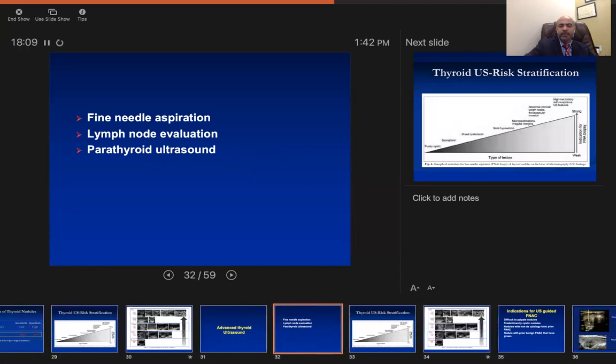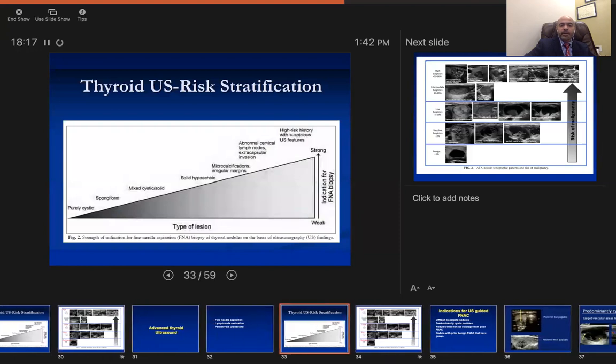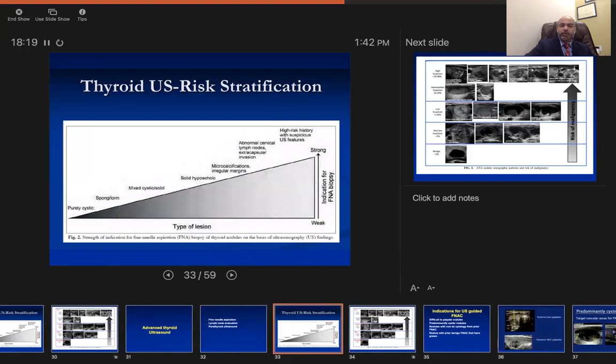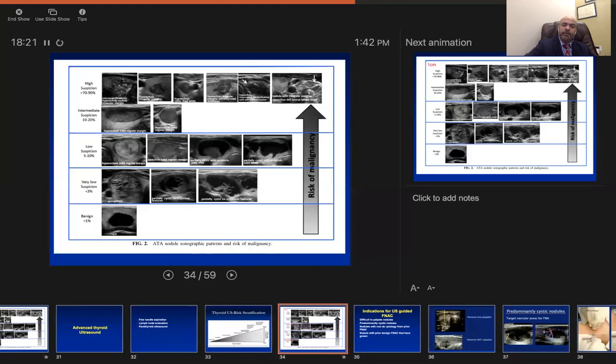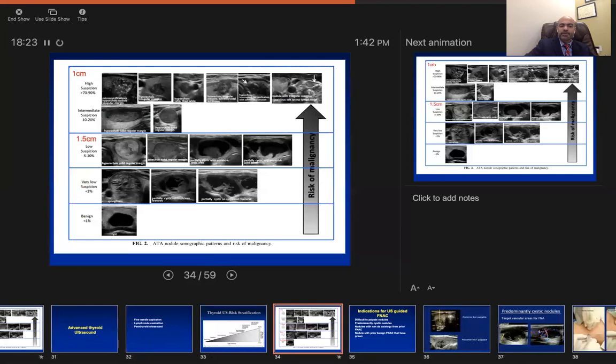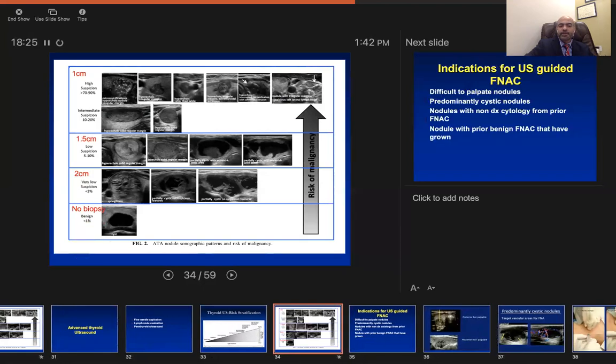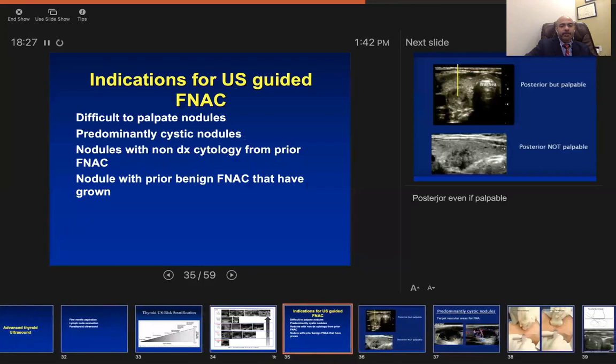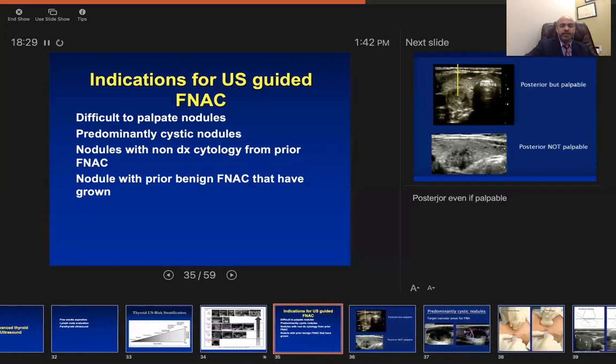Advanced thyroid ultrasound: how we do FNA, what the lymph node characteristics are, and how we do parathyroid ultrasound. Thyroid ultrasound risk stratification, we already talked about it. We already know what is more suspicious and what sizes indicate the need for FNA. Again, these are the indications for ultrasound-guided FNA. Nowadays, we prefer doing ultrasound-guided FNA.